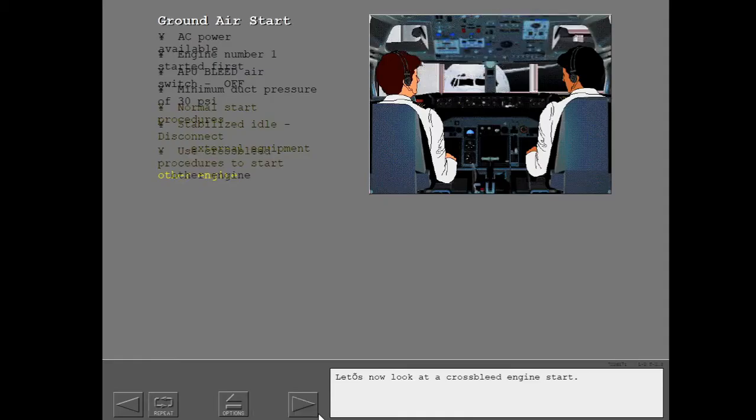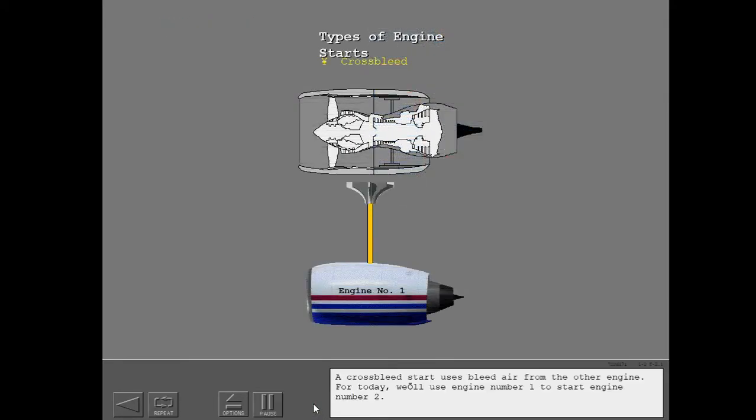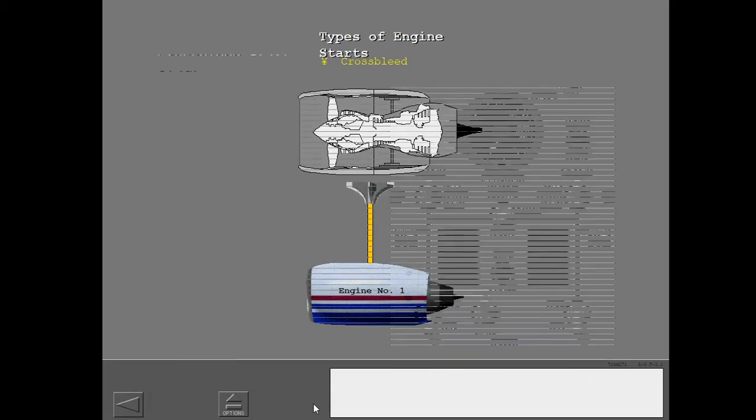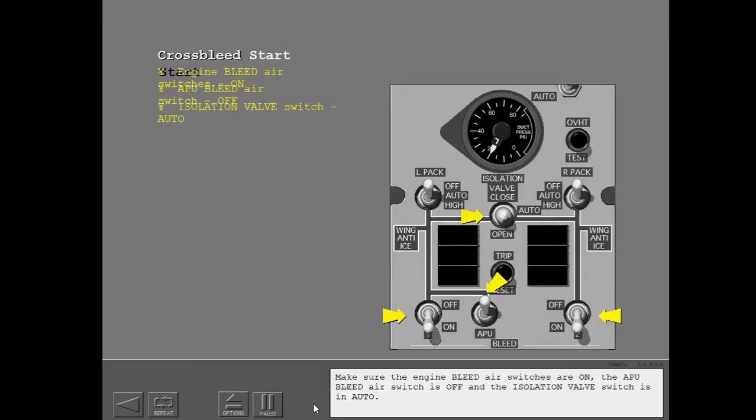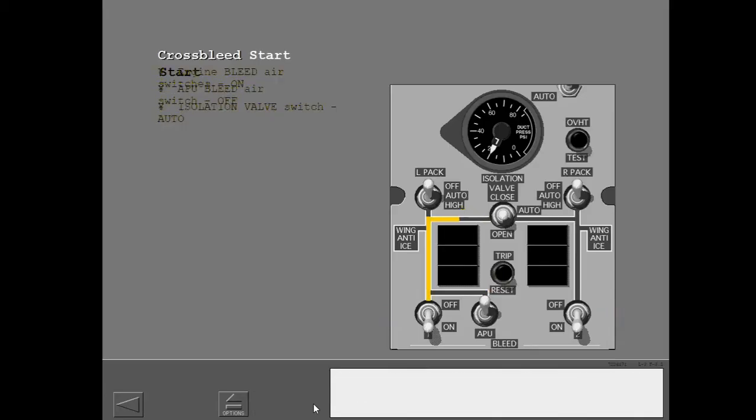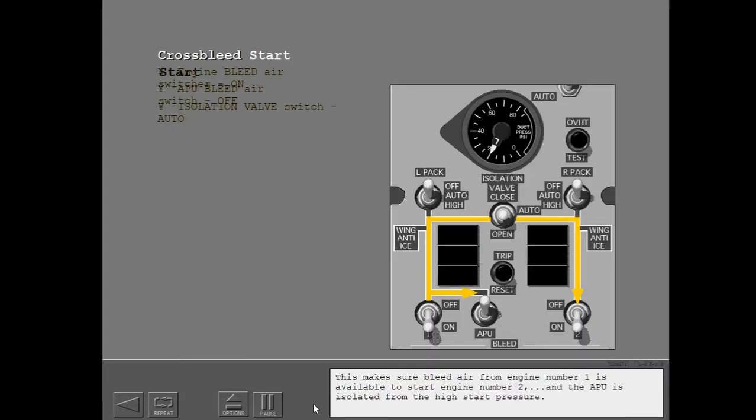Let's now look at a cross-bleed engine start. A cross-bleed start uses bleed air from the other engine. For today, we'll use engine number 1 to start engine number 2. Make sure the engine bleed air switches are on, the APU bleed air switch is off, and the isolation valve switch is in auto. This makes sure bleed air from engine number 1 is available to start engine number 2, and the APU is isolated from the high start pressure.